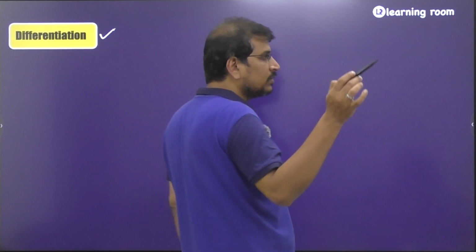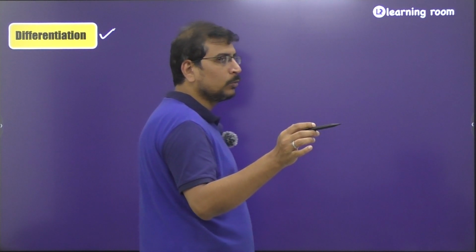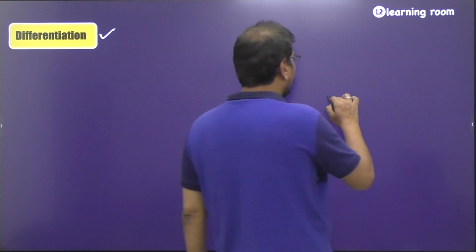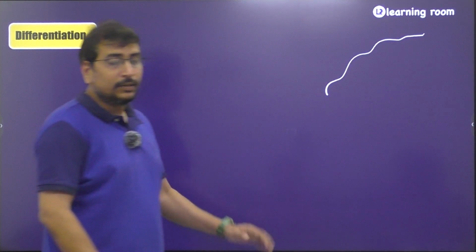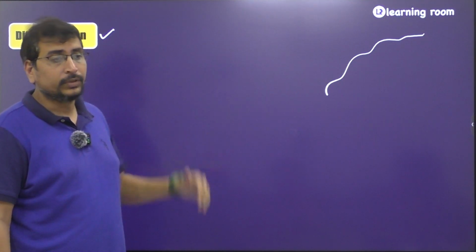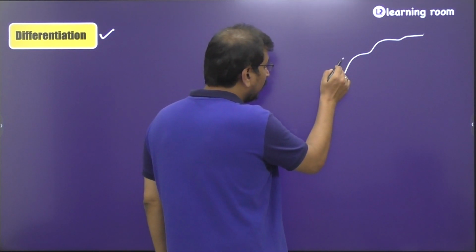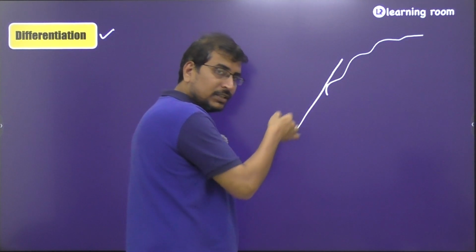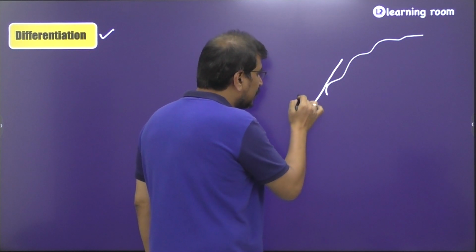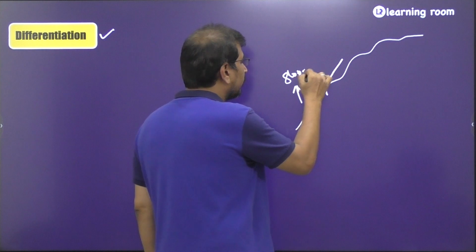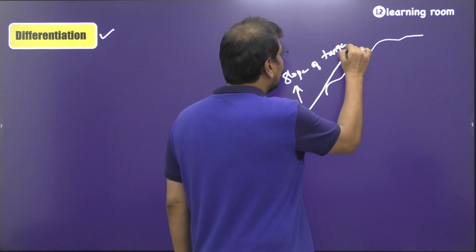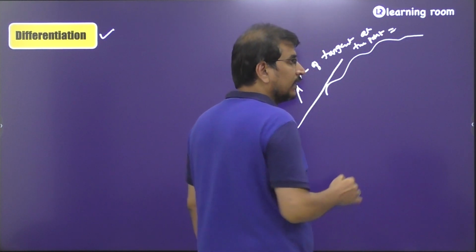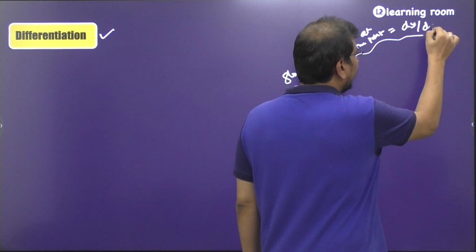I told you, right? Slope is defined for whom? Slope is defined only for a straight line. But if at all you have a curve like this, if somebody asks you to define the slope of it, then you need to draw a tangent at that point. You draw a tangent at that point, right? The slope of the tangent at that point, I'll come to this. Slope of the tangent at the point is what is called as dy by dx.